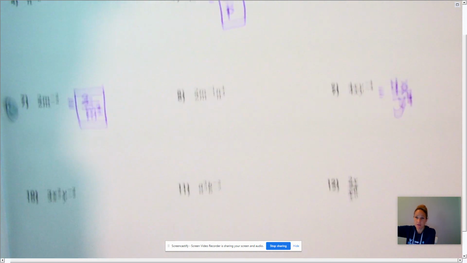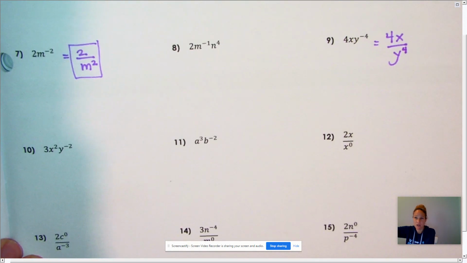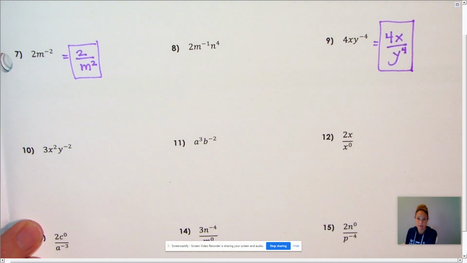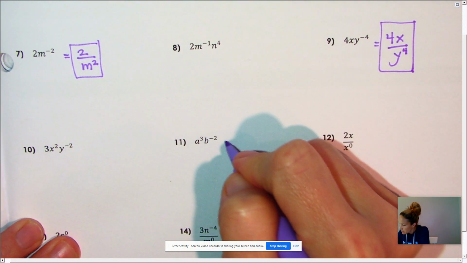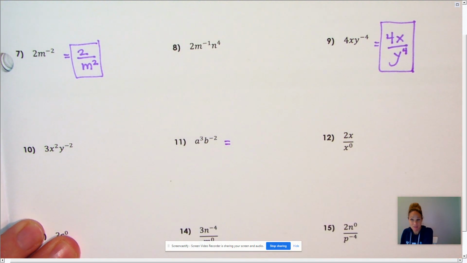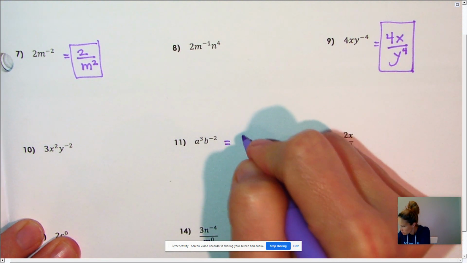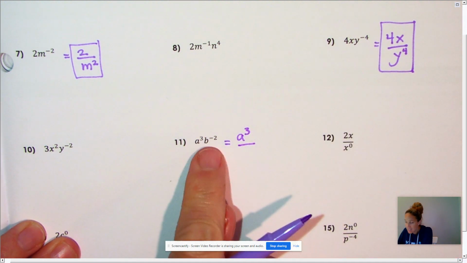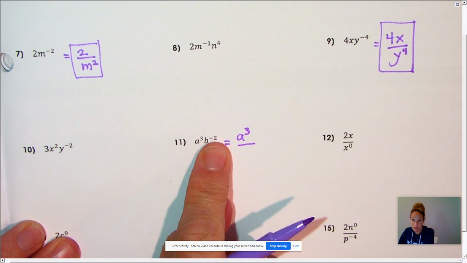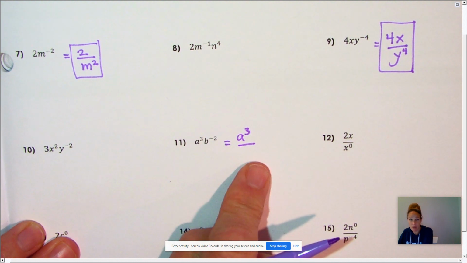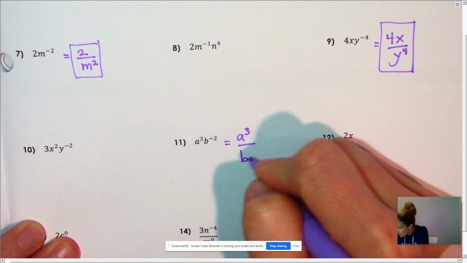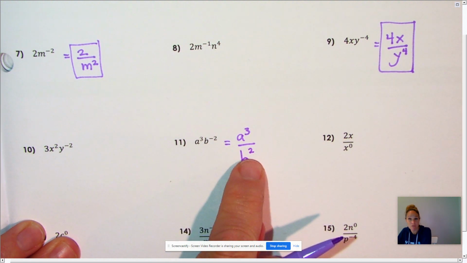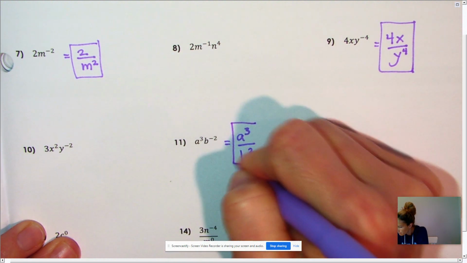Okie dokie, you guys. Question number 11, and we are just moving right along. Feel free to pause me anytime if I am going too fast. Question 11, the a is happy where it is because its exponent is positive. So we leave a on the top with its exponent. B, unhappy, it's being super negative where it is. So we want to move it to the bottom where it can be positive. And we keep the same value. We just change it from a negative to a positive as soon as we move it.